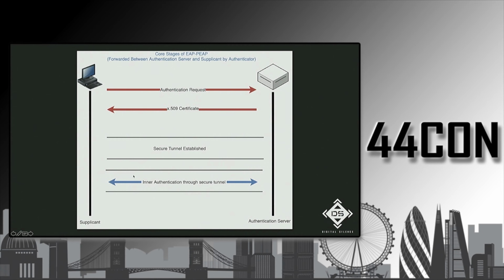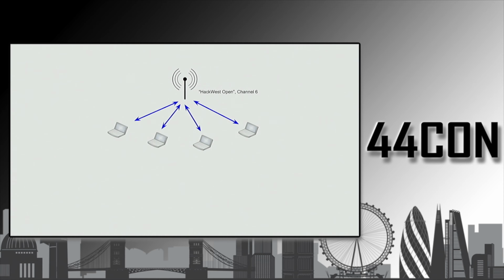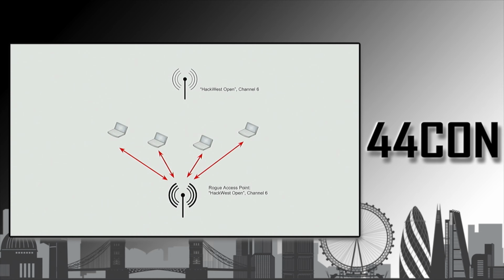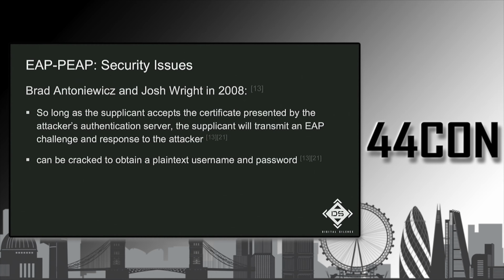And remember that until this whole process succeeds, this is essentially operating as an open network, because you need to authenticate before the WPA protections kick in. So what they figured out was that you force these devices to connect to you, and then you run your own authentication server in the background, and they authenticate with you, and you can capture, in this case, an MS-CHAPv2 challenge and response, which are hashes that you can crack to obtain credentials.